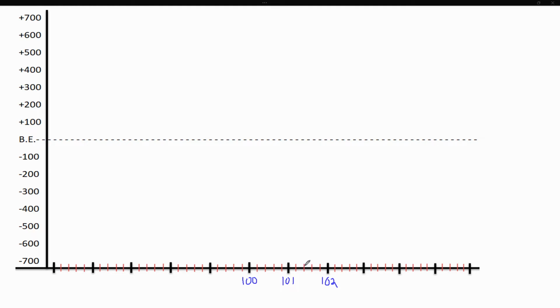101.20, 101.40, 101.60, 101.80, 102, 102.20, 102.40, 102.60, 102.80, 103. Do you see what happened there? I can spread these out as close or as far apart as I want. And I'm going to show you some software that'll do this as well for you. But we can spread this out however we want.